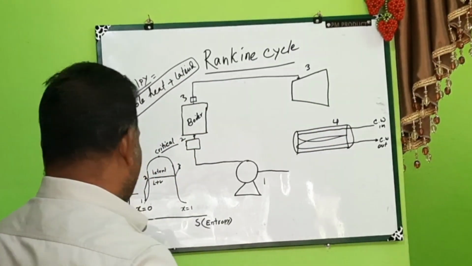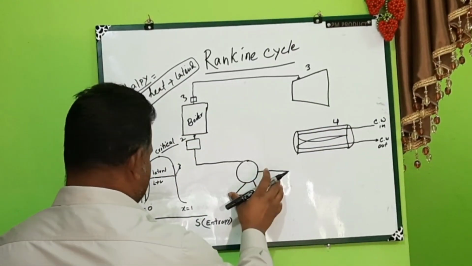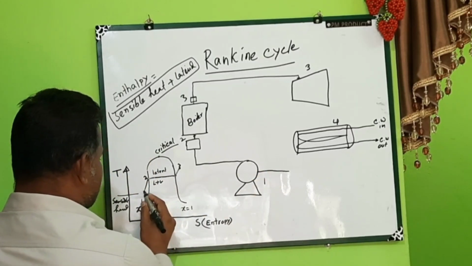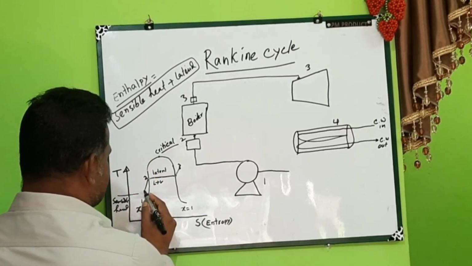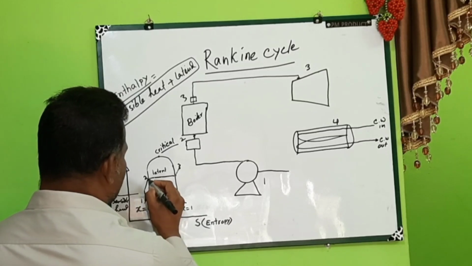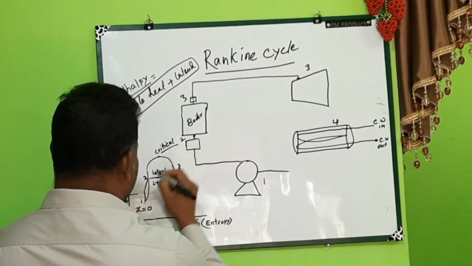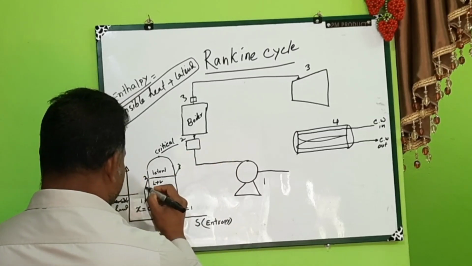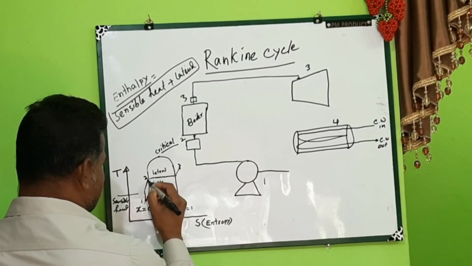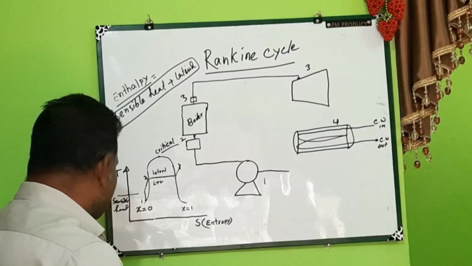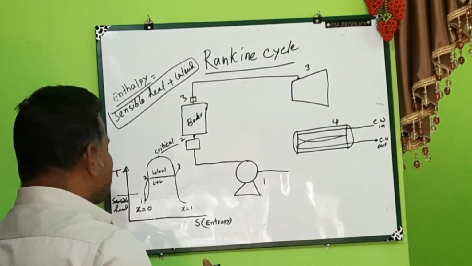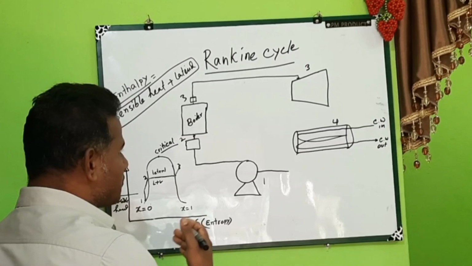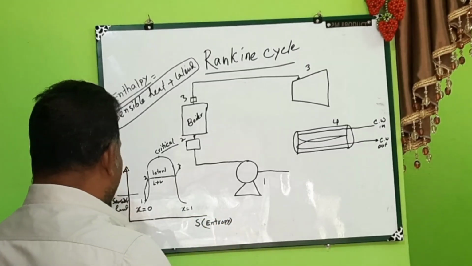Okay viewers, I am telling again, this is the pump. After passing this pump, the pressure increases. After the pressure increases, it will go to the economizer. After going to the economizer, the temperature increases. After passing through the economizer, the temperature will increase until it comes to this point. After coming to this point, the temperature is not increasing. That means the liquid is changing to vapor phase.